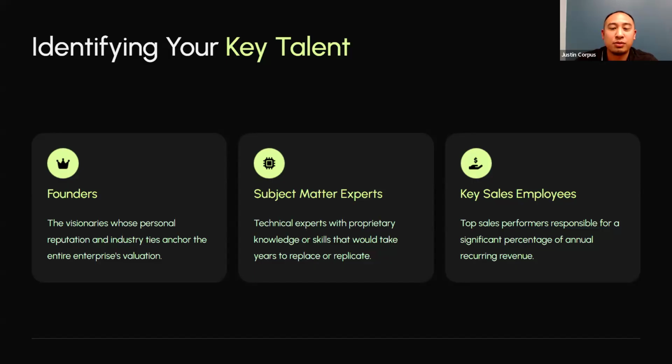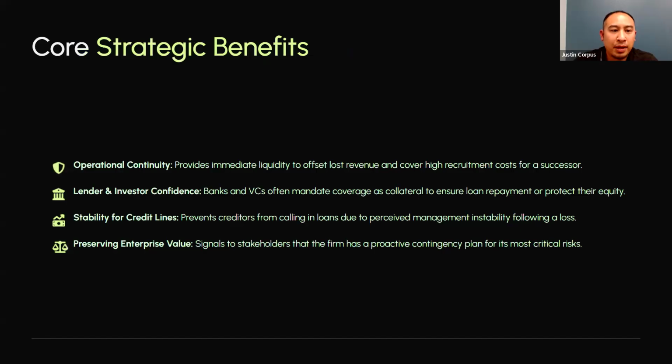That means they're bringing in revenue. Having a key person insurance policy on them can essentially help if we lose them, right? And there's a couple different types of key person insurance. We'll get into that. But so, benefits of utilizing the key man or key person insurance strategy, right? So one, operational continuity, like we had talked about already, provides immediate liquidity to offset lost revenue or cover high recruitment costs for a successor.